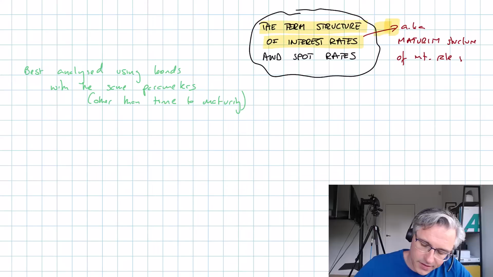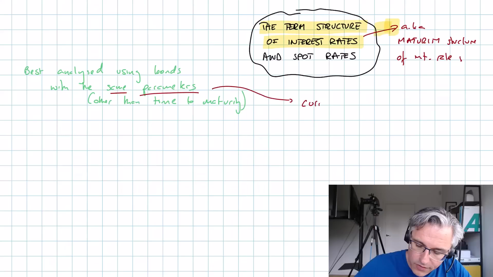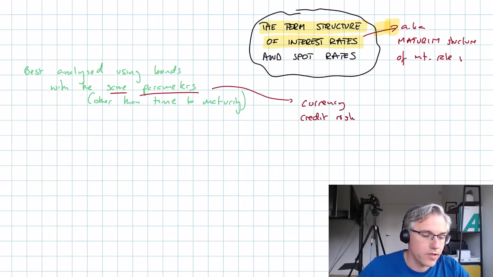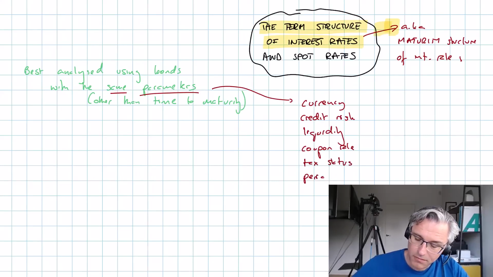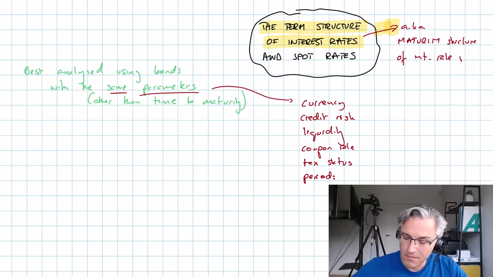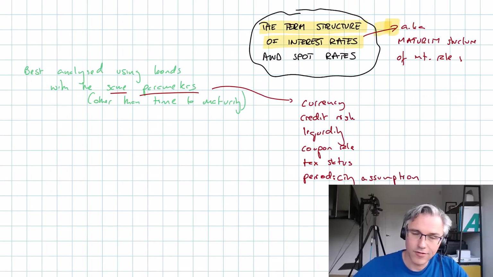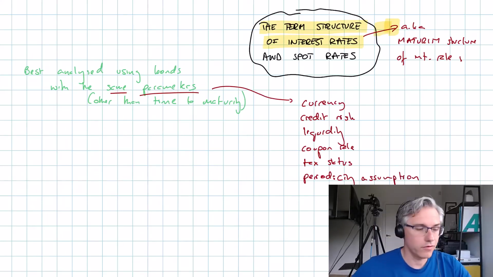So when we say same parameters, we mean things like currency, the same level of credit risk or default risk, the same liquidity, the same or similar coupon rates, the same tax status, and when you compute these yields, the same periodicity assumption. Otherwise, if you compute under different periodicity assumptions, you're going to get different results for the YTM.